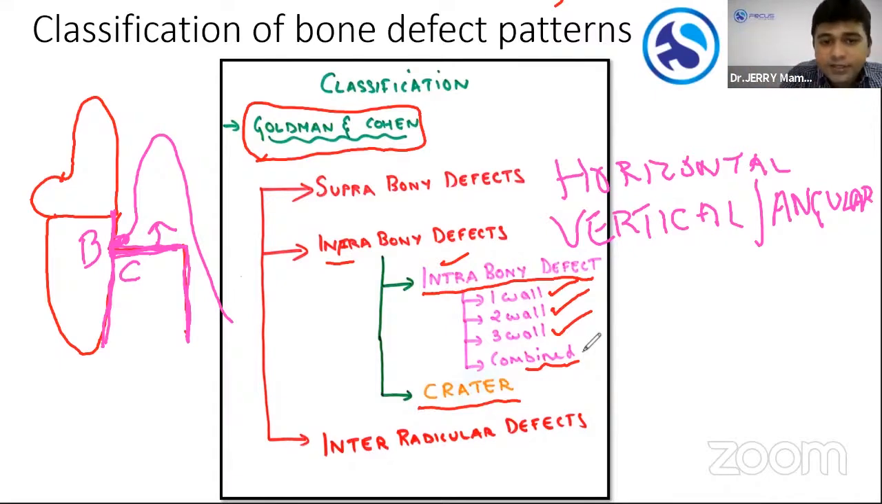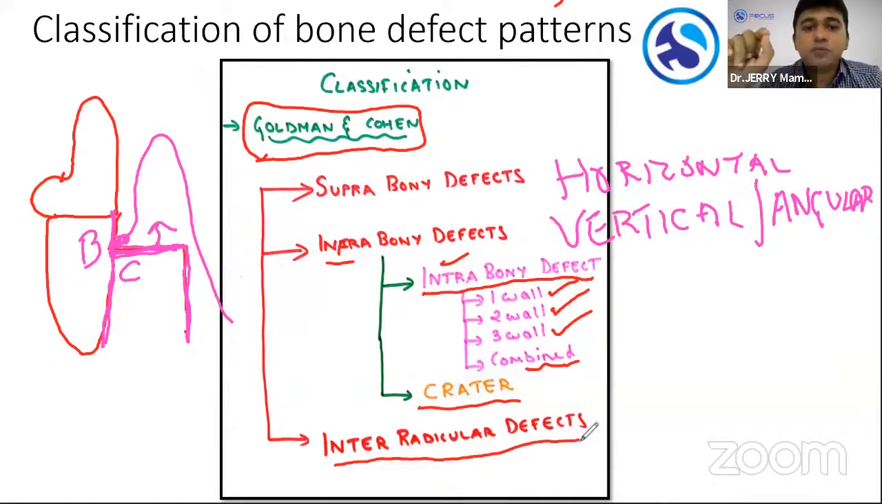And the last classification is inter-radicular defect. Can you tell me what inter-radicular defects are? In simple terms, when we talk in dentistry, what are inter-radicular defects? Anybody can tell me what you mean by inter-radicular defects? Yes, I got one. Very good. Now answers are coming in. Yes, it is furcation involvement between roots.